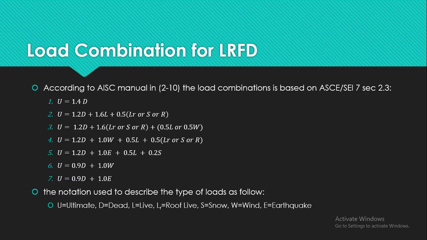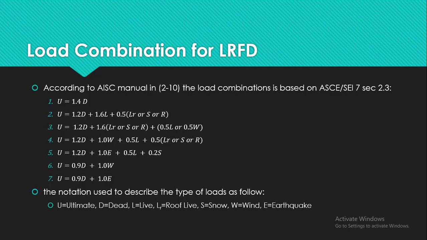What are the load combinations for the LRFD? According to the AISC manual, chapter 2, page 10, the load combinations are based on ASCE/SEI Committee 7, in section 2.3, as this. U, which is the ultimate load, is either equal to 1.4 times the dead load, or 1.2 times the D, which is the dead load, plus 1.6 times L, plus 0.5 times the Lr or S or R.